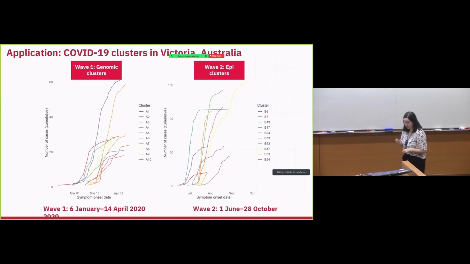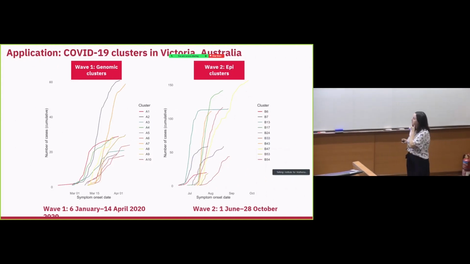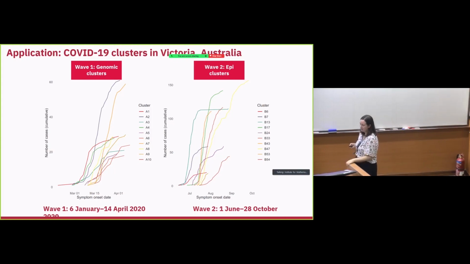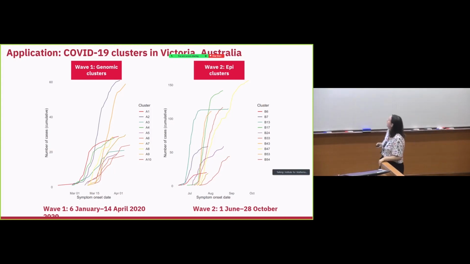So with our collaborators in Melbourne, we applied our methods to the first 2 waves of COVID-19 in Victoria, and I've just shown here, we picked 10 clusters from each of those first 2 waves to have a look at, and I've plotted them out here. We're having about 20 to 150 cases in these 10 different clusters, and we're estimating the serial interval in each independently.